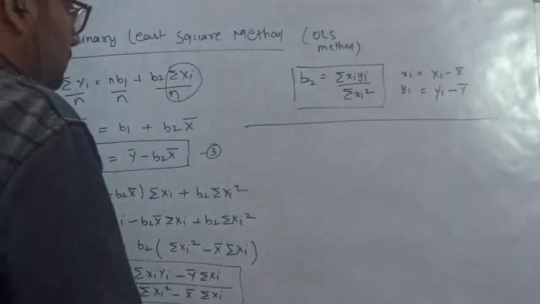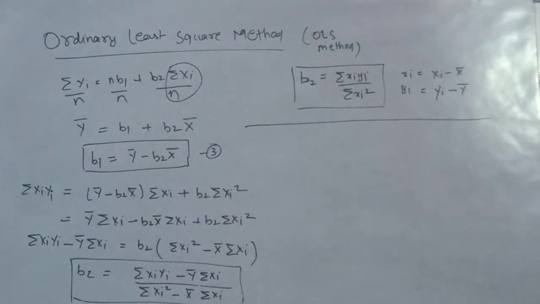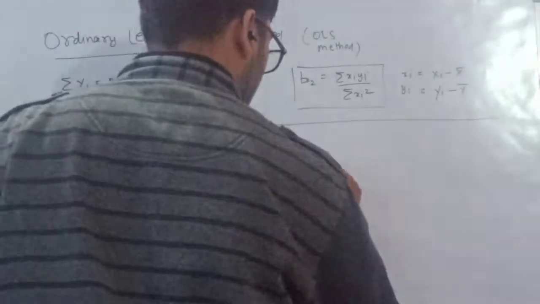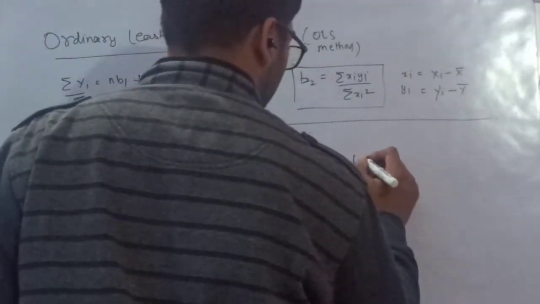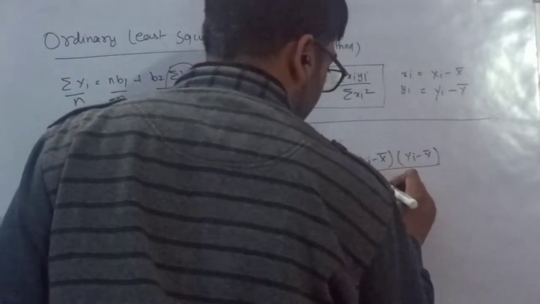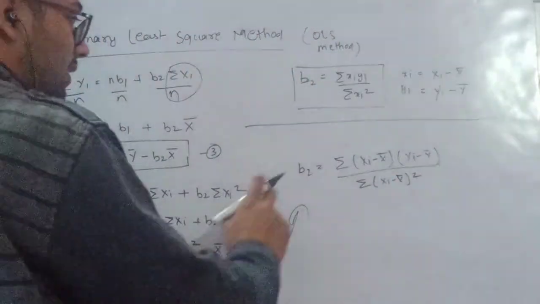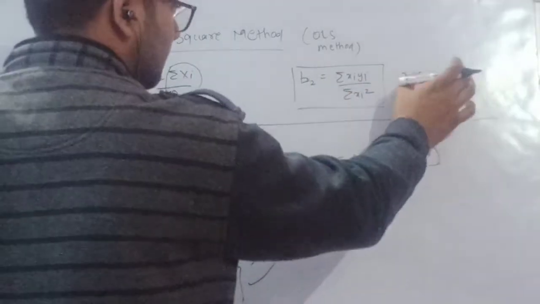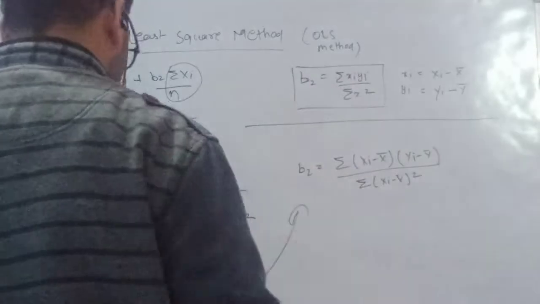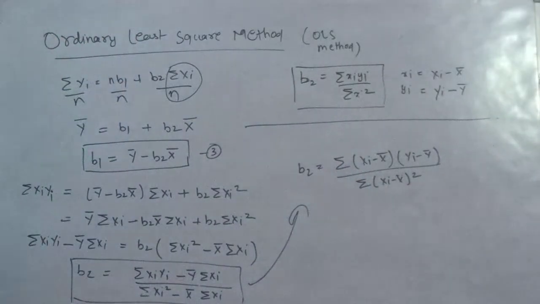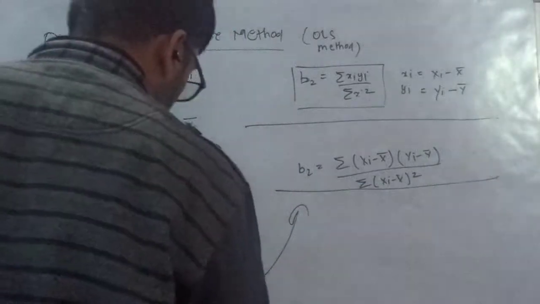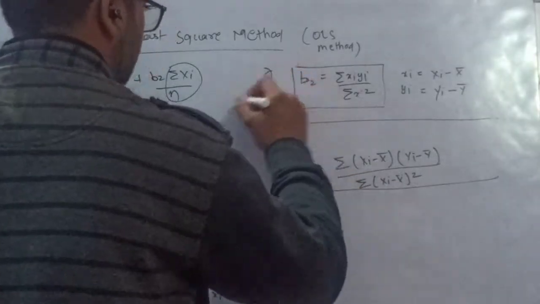Now, sorry. Here we can write b2 as summation of xi minus x bar and yi minus y bar, and here the summation of xi minus x bar whole square. How did this come about? I also write this as xi minus x bar and yi minus y bar. This is the same thing, but how this will come from this, I have to write that. Okay, so you can write it as a remark.